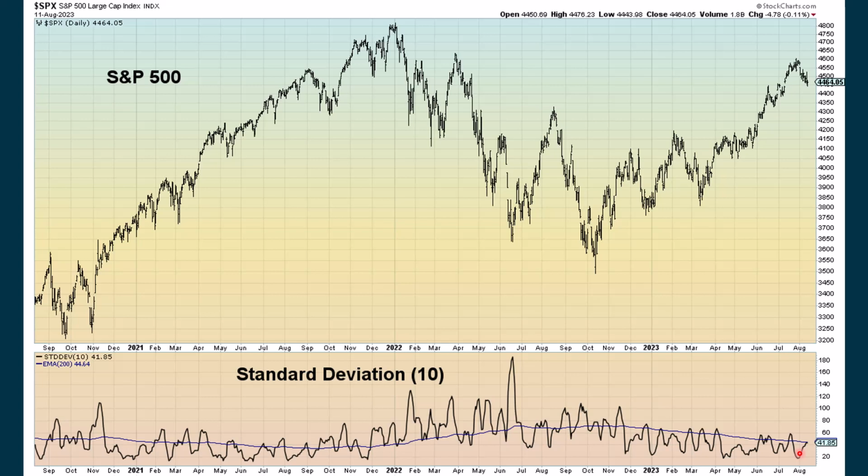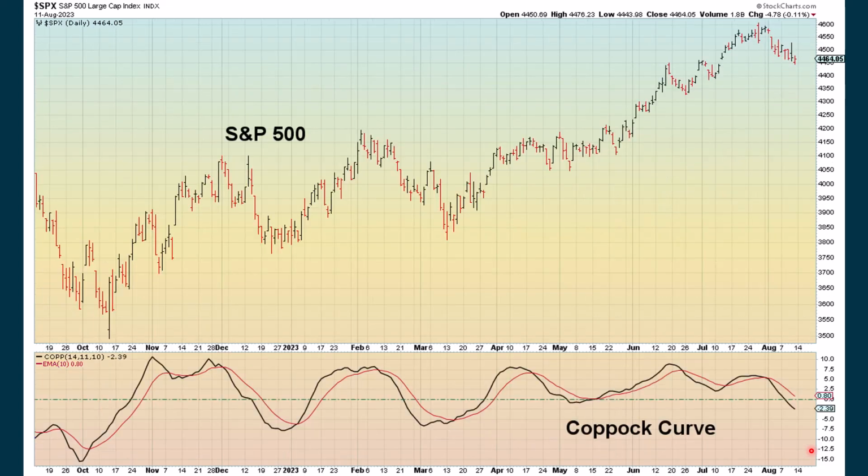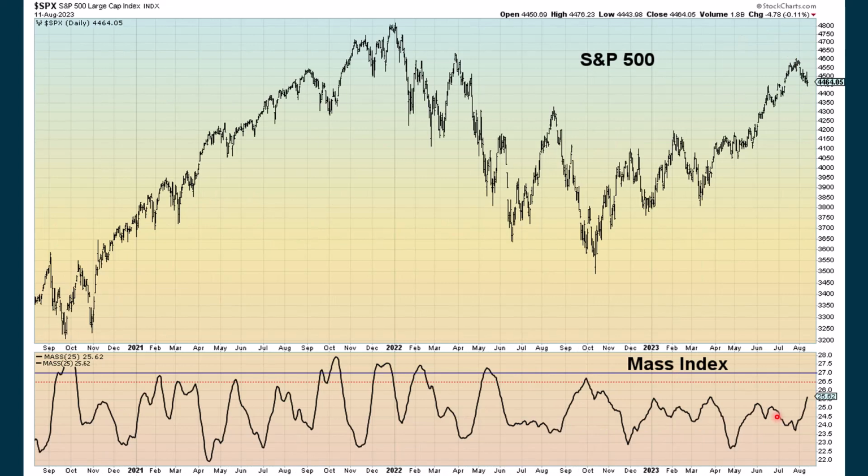We also look at standard deviation. This is what is the standard or average price over the last 10 periods, and we're coming right up to about equilibrium right now. We also look at the Copic curve. It was generating a buy signal, but then we've crossed below the red line, so that signal is no longer being generated. The mass index, even though it's advancing, we don't pay attention to this until we go above the red dashed line or the blue line, so it's not generating a signal right now.